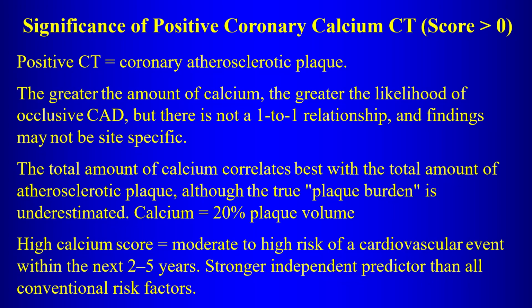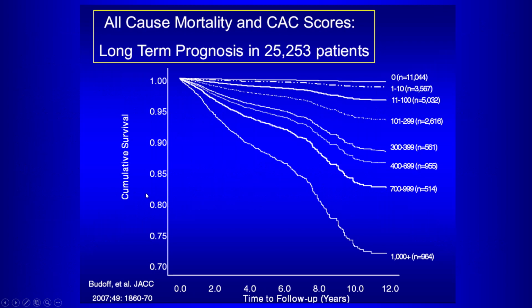A high calcium score means that there is moderate to high risk of a cardiovascular event within the next 2 to 5 years, and it is a stronger independent predictor than all other conventional risk factors. And so here's an idea of the survival curves in these patients with calcium scores.